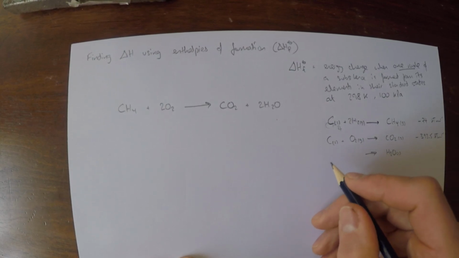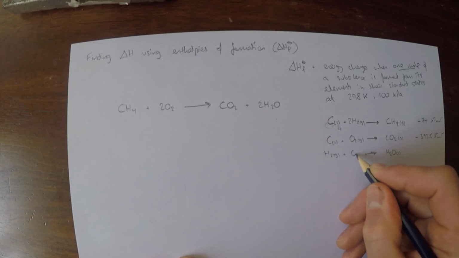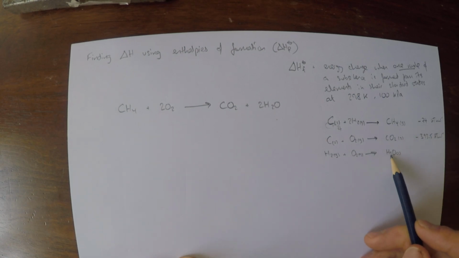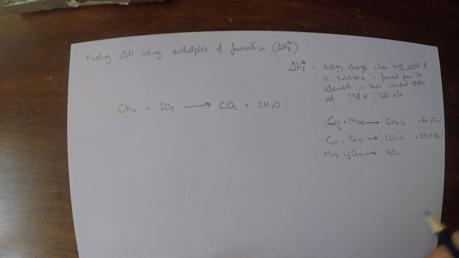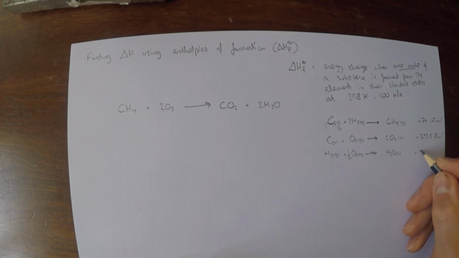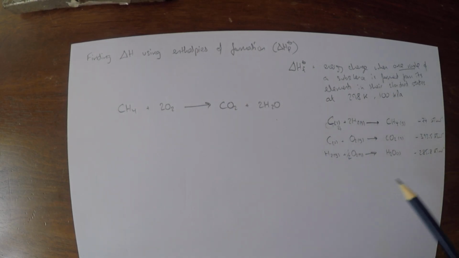And the enthalpy change of formation of water, and water is a liquid in its standard state, is formed from hydrogen as a gas and oxygen as a gas, but notice we must only form 1 mole of water, so we have to have half a mole of oxygen to form that. The enthalpy change there is minus 285.8 kilojoules per mole. These values you can find from your data book. So now we have the equations for the formation of each of these substances in the reaction we are given.